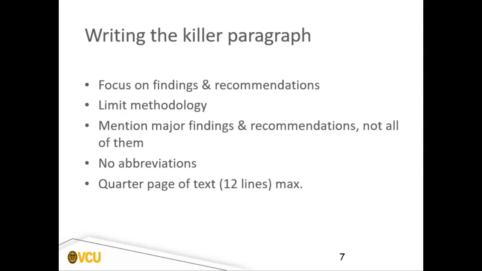There are several tips to writing the killer paragraph. The first is to focus on the findings and recommendations of the evaluation report and limit the methodology. Because the paragraph should be concise, you should mention major findings and recommendations, but not all of them. So it's important to prioritize and decide which of the findings are the most important or compelling to the specific stakeholders. Do not use abbreviations in this paragraph because the reader might not be familiar with them. This paragraph should be concise, no longer than a quarter of the page.